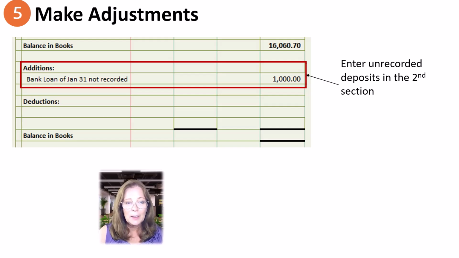Earlier, we identified a $1,000 deposit on the bank statement that did not appear in the general ledger. And after investigating the transaction, we determined that the bank had deposited $1,000 of loan proceeds directly into the Max Out Sporting Goods bank account. Because the bank has already recorded the deposit, but the company has not yet recorded it in its accounting records, we need to add this amount to the book side of the reconciliation. Therefore, we enter a $1,000 loan deposit in the addition section. This adjustment increases the company's book balance and brings the accounting records one step closer to agreeing with the adjusted bank balance.